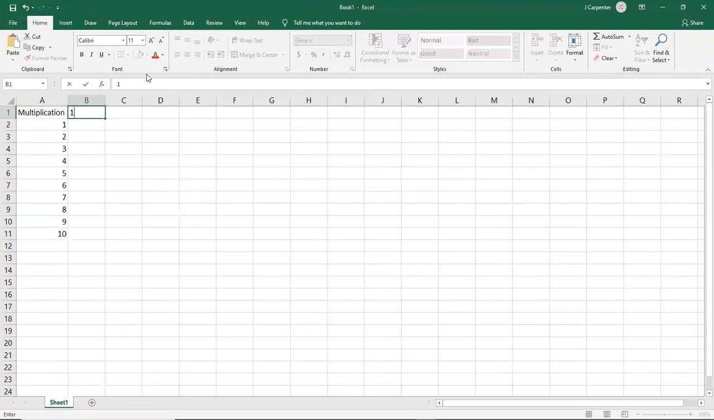For the top part, I can go 1, tab, 2, tab, 3, tab, 4, tab, 5, tab, etc. You don't have to use tab. You can use your mouse and click, but it's going to be much slower.